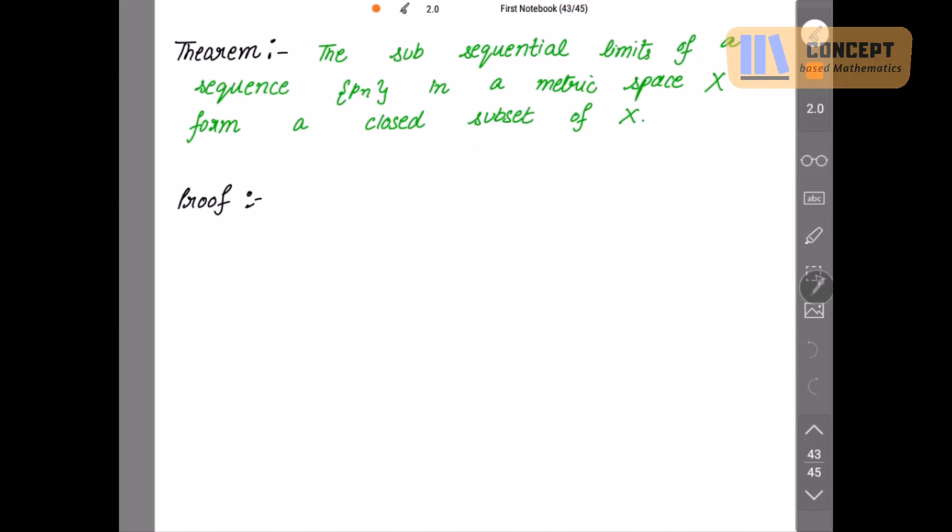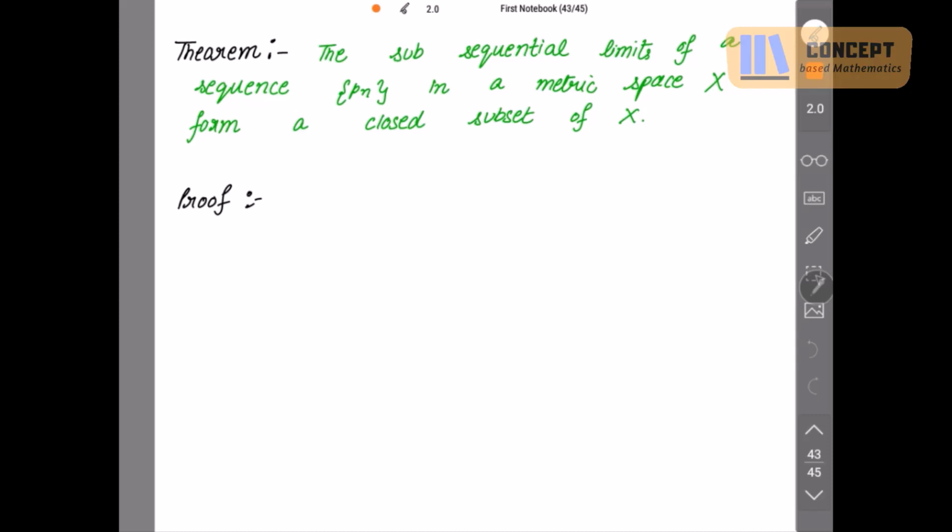Now we collect all the subsequential limits of Pn. We make a set of that, right? And we have to prove that that set is a closed subset of X. Now when will the set be closed? If all the limit points of the set belong to it, right? Then we say that a set is closed if all of its limit points belong to it.